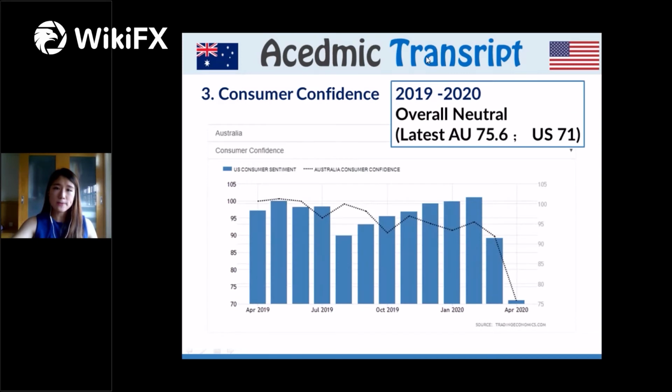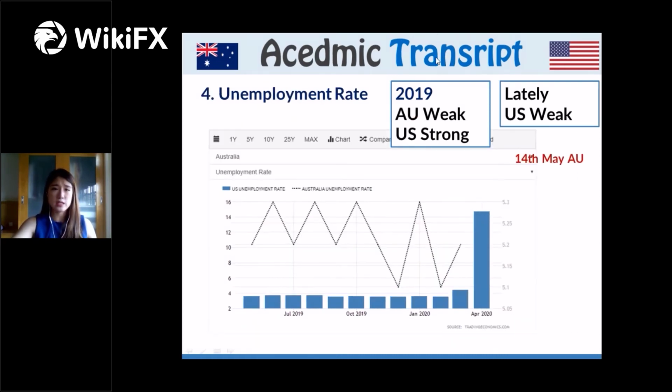Next, consumer confidence. It's overall neutral, and the latest figures are Australia at 75.6 and the US at 71, so Australia is slightly better than the US. Next, the unemployment rate. For the unemployment rate, the higher it is, the worse. So let's look at it.